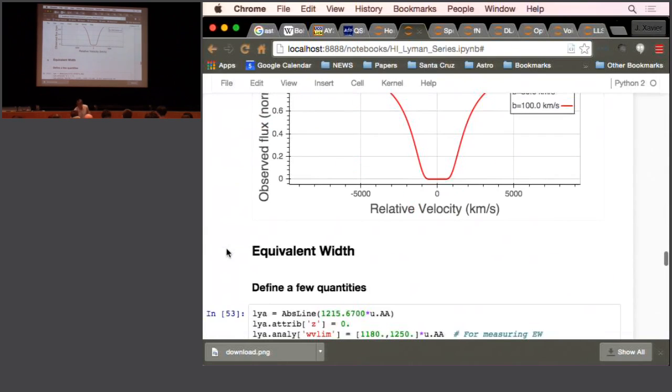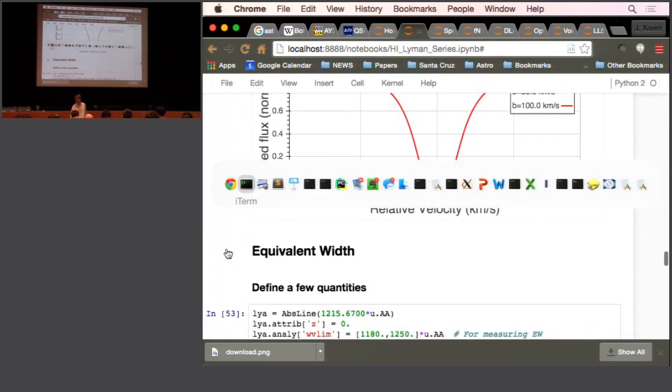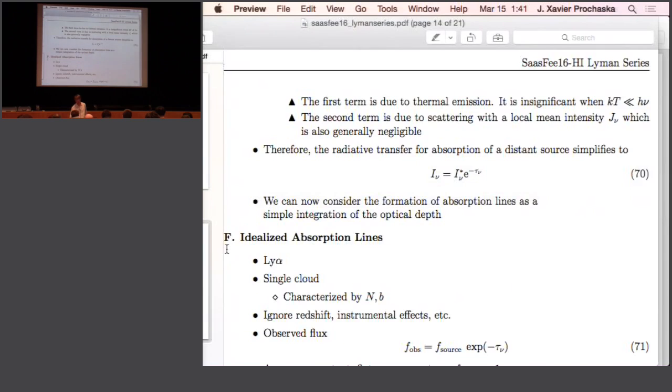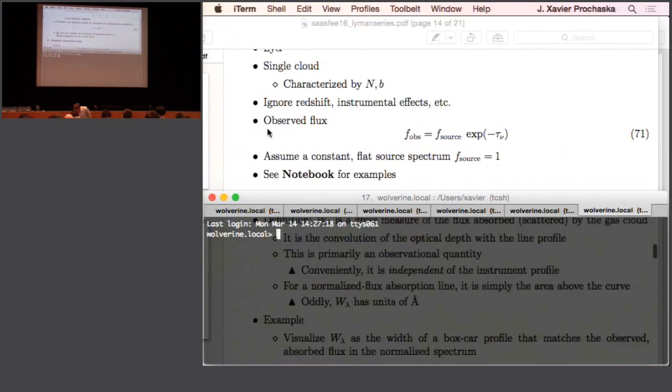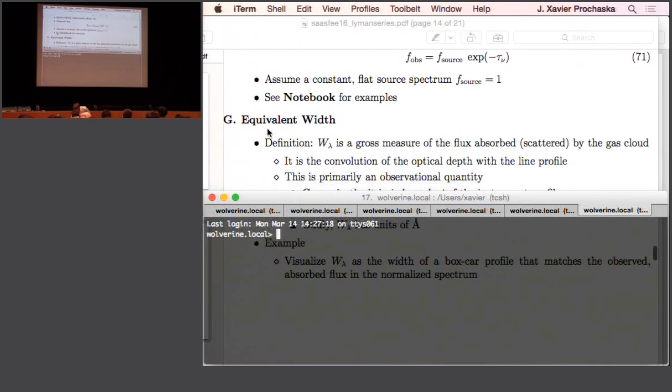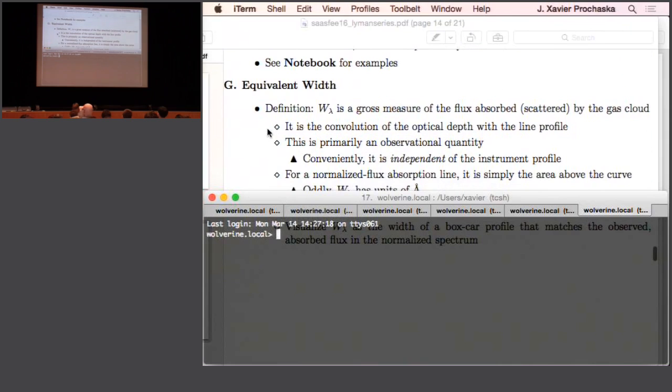Good. Any questions on absorption lines? Okay. Idealized absorption lines. Let me define equivalent width. It's a gross measure of the flux absorbed by the gas cloud. It's really the convolution of the optical depth of the line profile. It's an observational quantity, not a particularly physical quantity, although it does derive from the astrophysics of the line. But it's primarily an observational quantity.